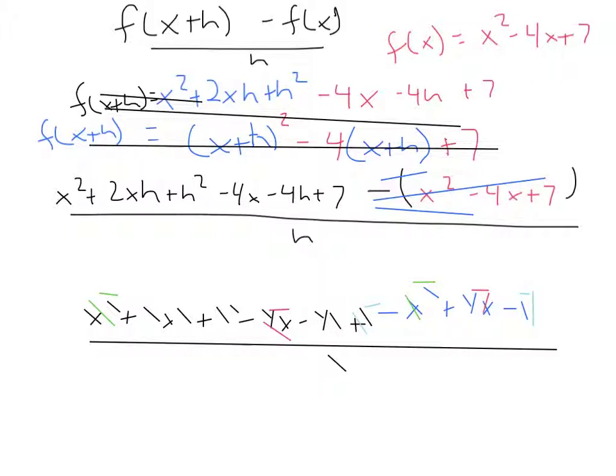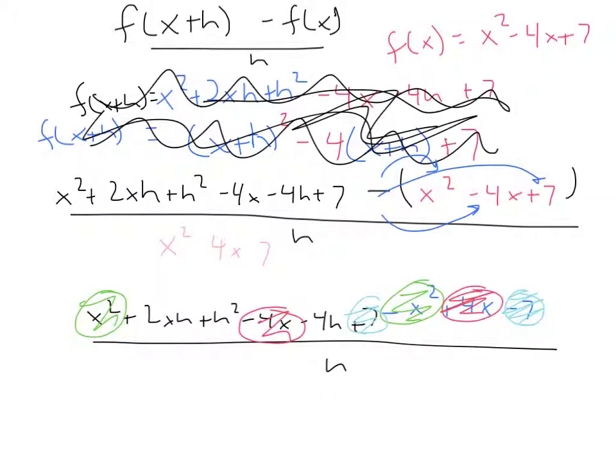Just as a side note, we've already talked about this. This is important, a little cute connection. I'm going to write it in pink because it's a cute connection. I got rid of an x squared, a 4x, and a 7. Look at my original f of x: x squared, 4x, 7. I got rid of the original things I had because I only care about what's changed. I only care about the difference, which is why we call it the difference quotient.